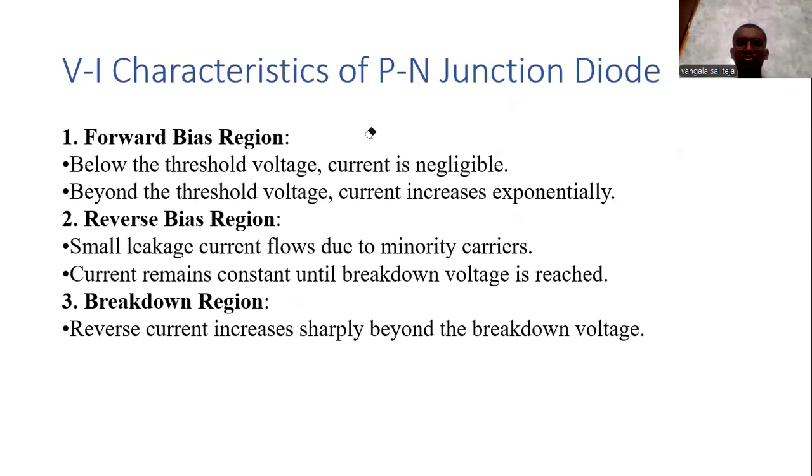Here are the characteristics of the PN junction diode: forward bias region, reverse bias region, breakdown region. Forward bias region. Below the threshold voltage, current is negligible. Beyond the threshold voltage, the current increases exponentially. Reverse bias region. A small leakage current flows due to minority carriers. Current remains constant until breakdown voltage is reached. Breakdown region. Reverse current increases sharply beyond the breakdown voltage.